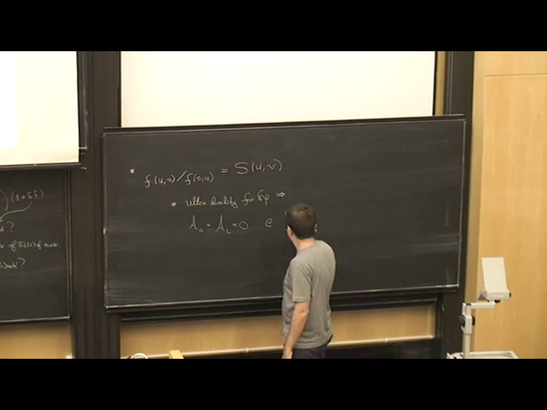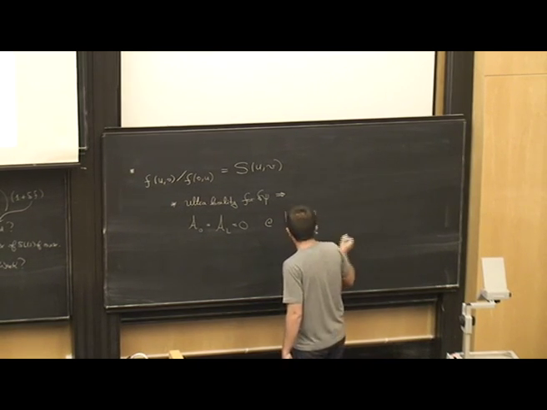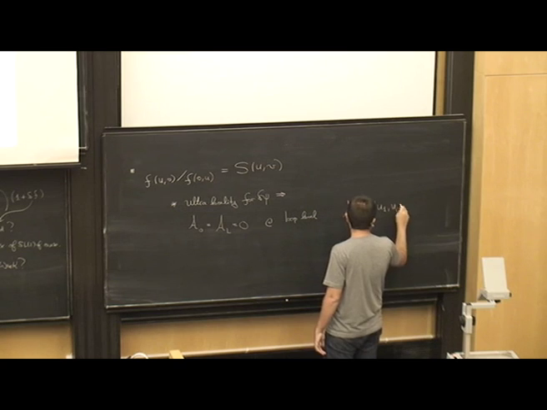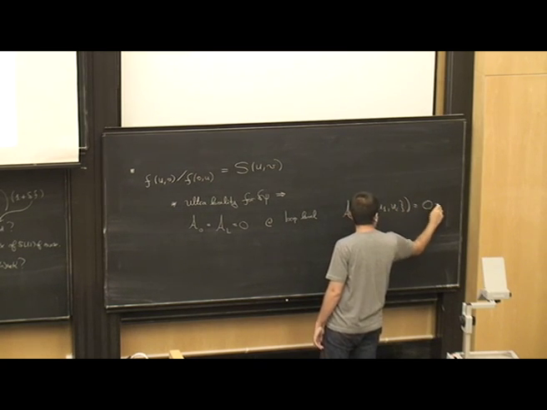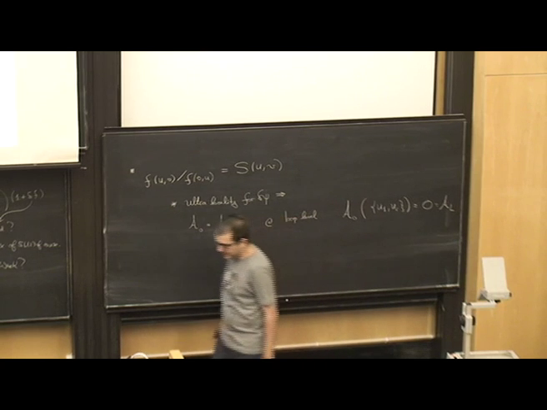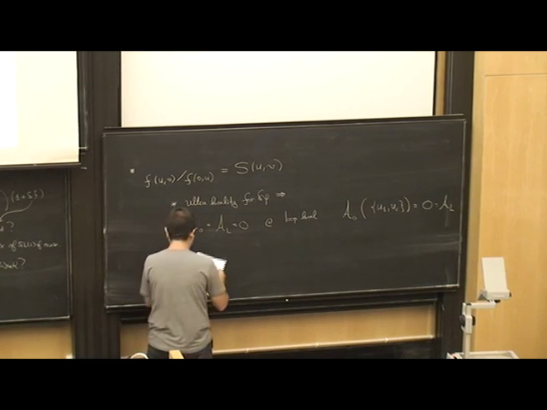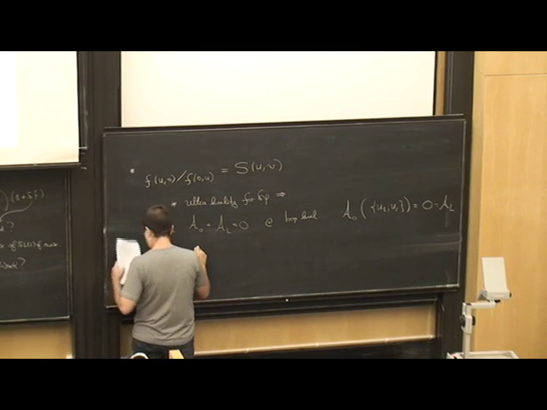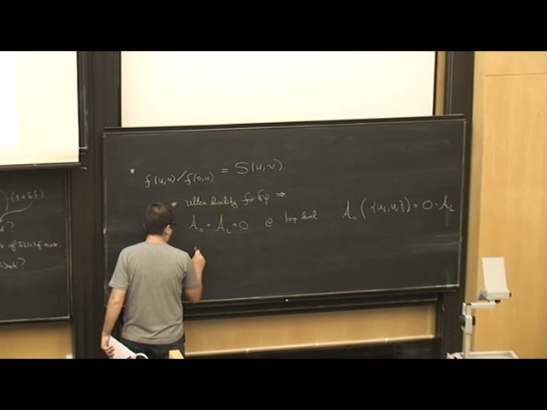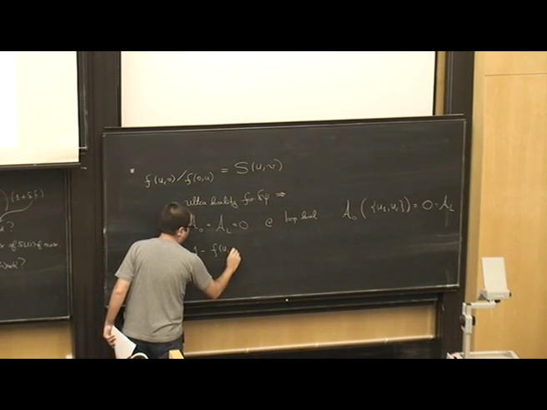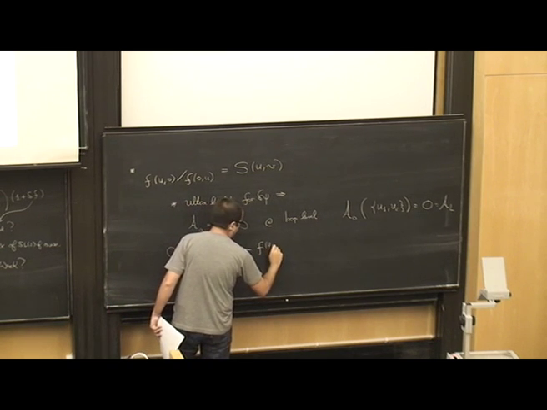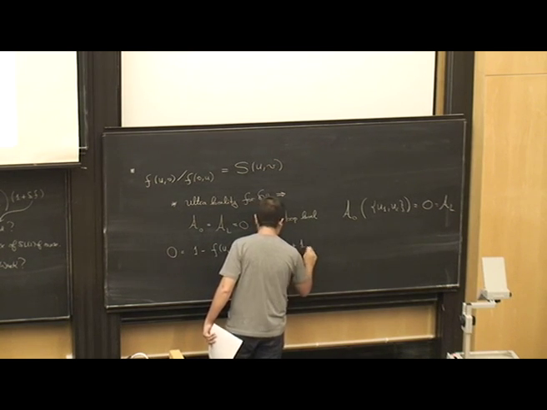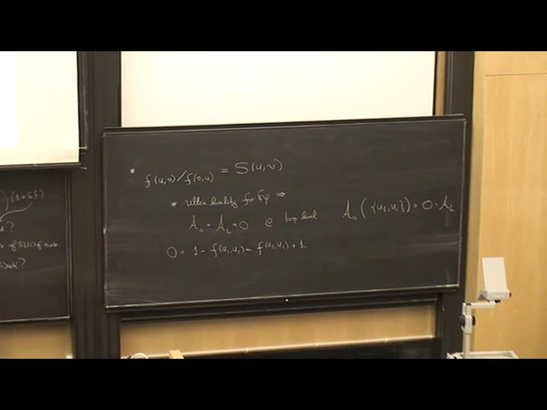But let's suppose we want to impose this at loop level. And let's suppose we do it for two particles. We want to impose that A0 for u1 and u2 is equal to 0, and the same thing for AL. So let's write what this is. So we get 0 equal to, from A0, what is this? It's 1 minus f of u1, u2 minus f of u2, u1 plus 1. So let me explain.